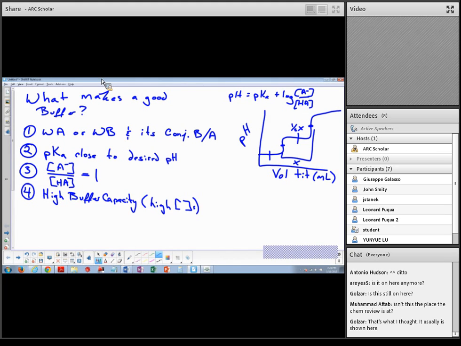I got 2 examples we could go through. One's giving you the buffer and asking how much of the conjugate base you would add. And the other one's giving you a list of different ones you can choose from, and you pick which one would be the right buffer. All right, so which one would you guys prefer to go through first? The first one? That sound all right? Okay.